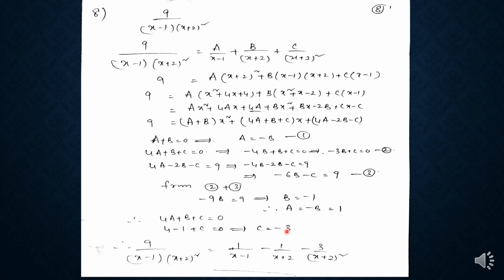So we got the values of a is equal to 1, b is equal to minus 1 and c is equal to minus 3. So by substituting these values in the equation, 9 by x minus 1 into x plus 2 whole square is equal to a by x minus 1, that is 1 by x minus 1, plus minus 1 by x plus 2, minus 3 by x plus 2 whole square. Thus, we can resolve the given fraction into a sum of 2 or 3 fractions.